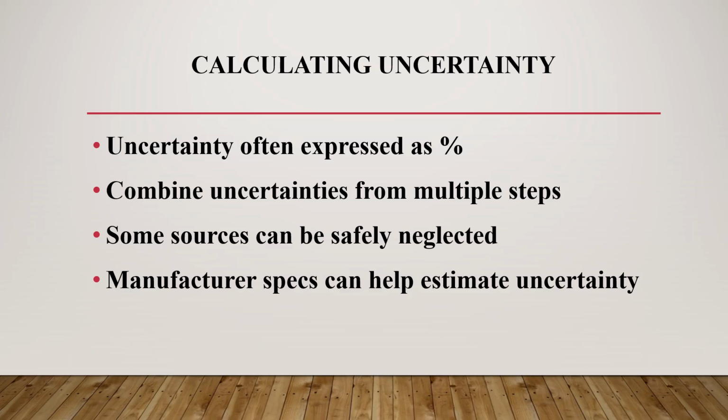Manufacturers often provide specs like a pipette range of 4.92 to 5.08 milliliters. We divide the range by 3 to estimate the standard deviation. This calculation only works if the method is consistent across samples: same equipment, same conditions.